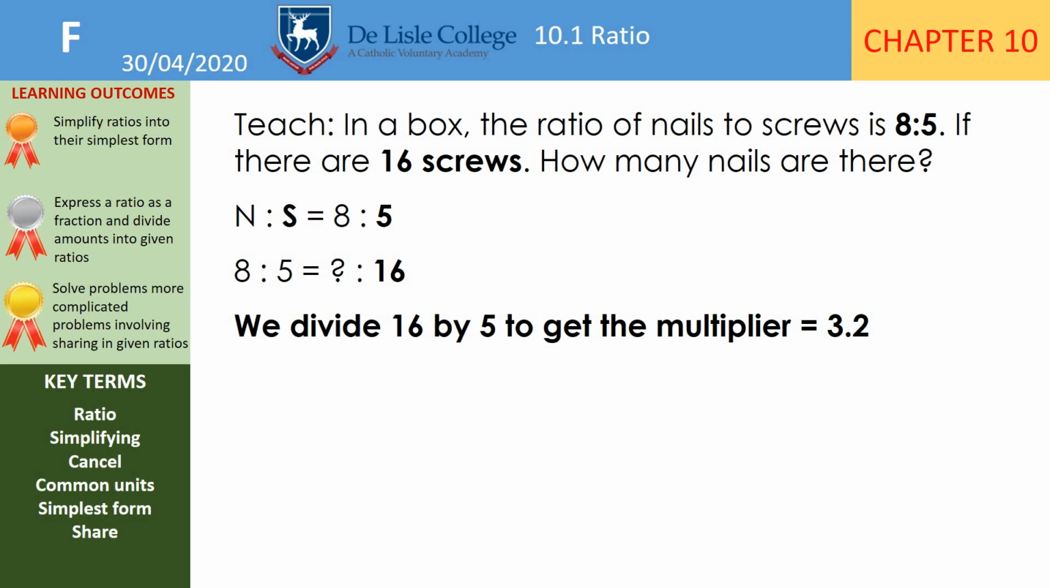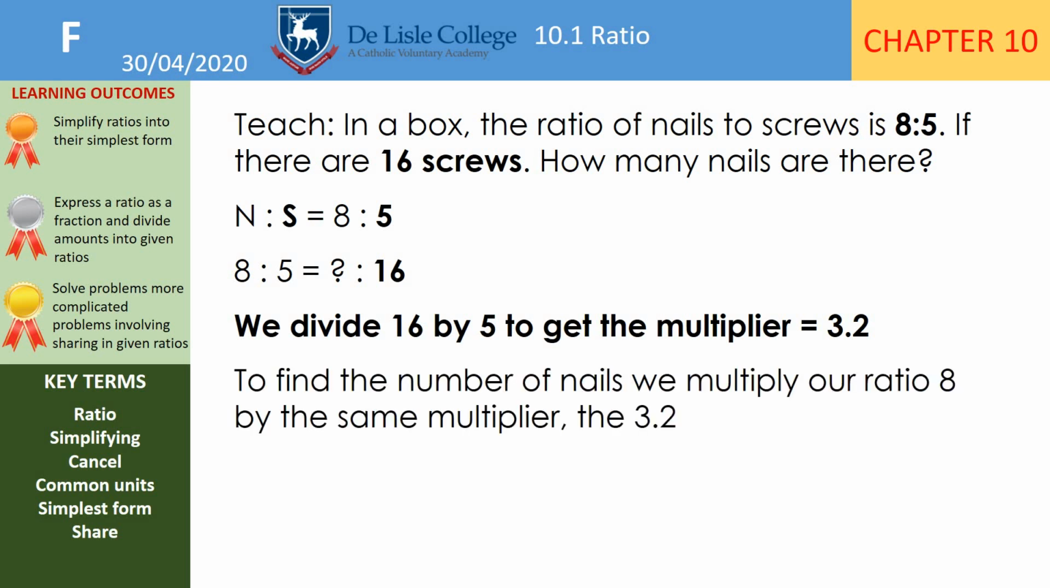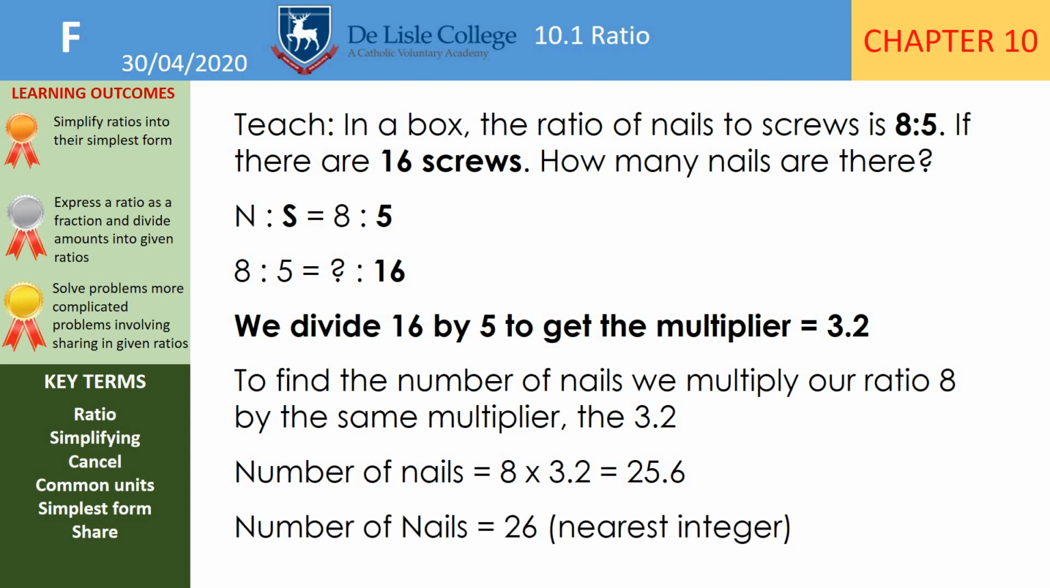What I need to work out is how much my 5 has been multiplied by. We call that the multiplier. If we divide 16 by 5, we get the multiplier of 3.2. So the number of screws has been multiplied by 3.2. So the same thing has to happen to the nails. So the nails are multiplied by 3.2 to give us 25.6. We can't buy 25.6 nails, so we'd probably round that to 26, the nearest whole number, or nearest integer. You might want to write that one down.